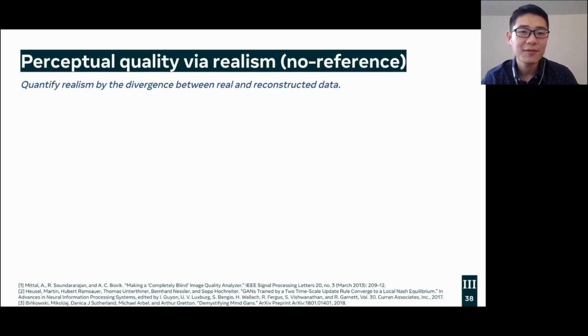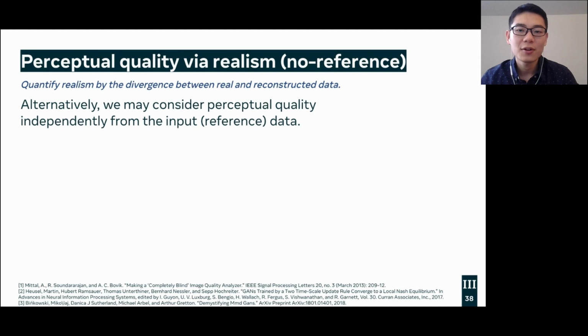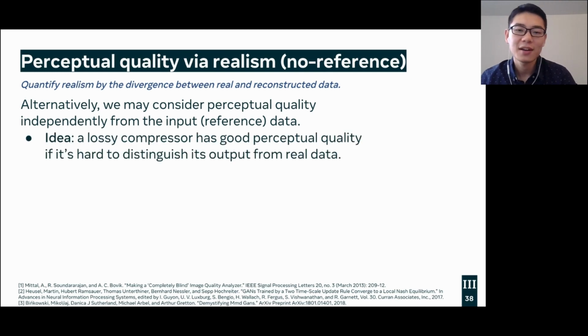So how can we get artifact-free reconstructions? Or is it even possible? Well, for this, we can consider a different notion of perceptual quality, one that is independent from looking at the input or the reference data. The basic idea is that we will consider a lossy compressor to have good perceptual quality if it's hard to distinguish its output reconstructions from real data.